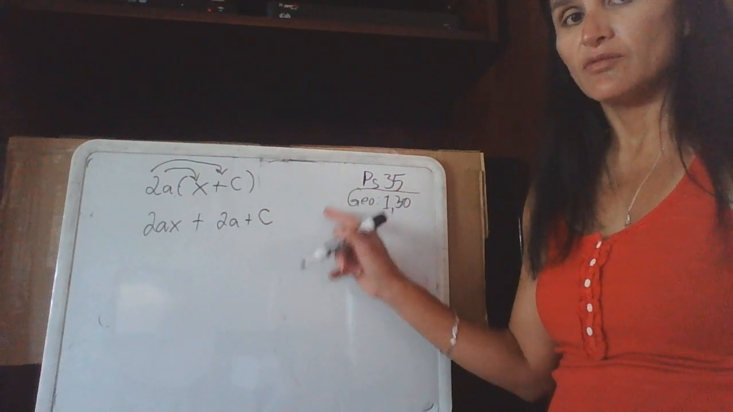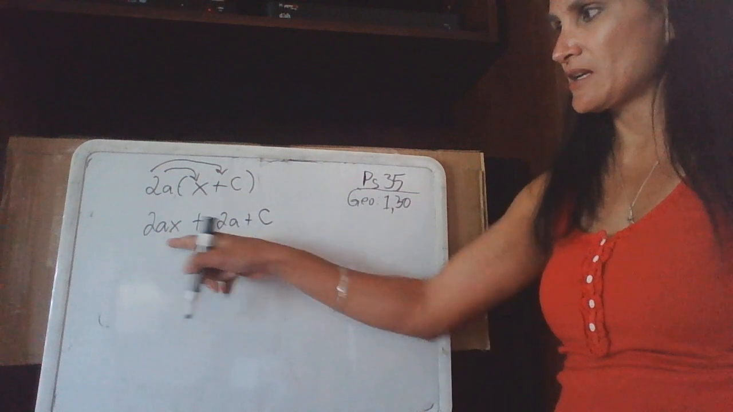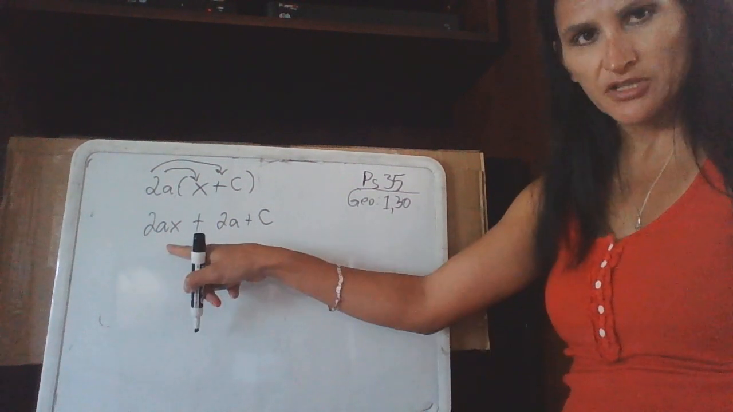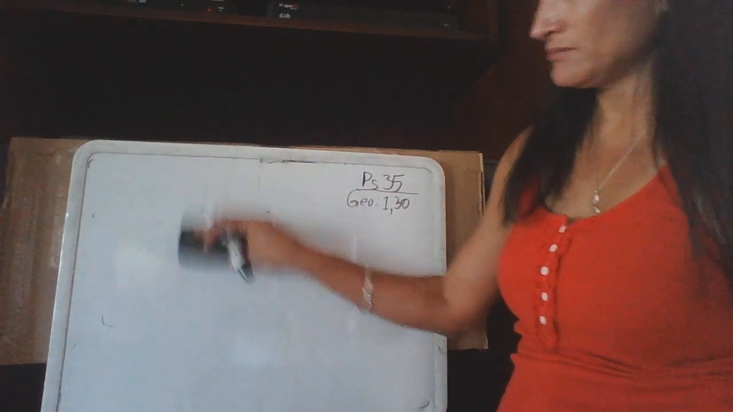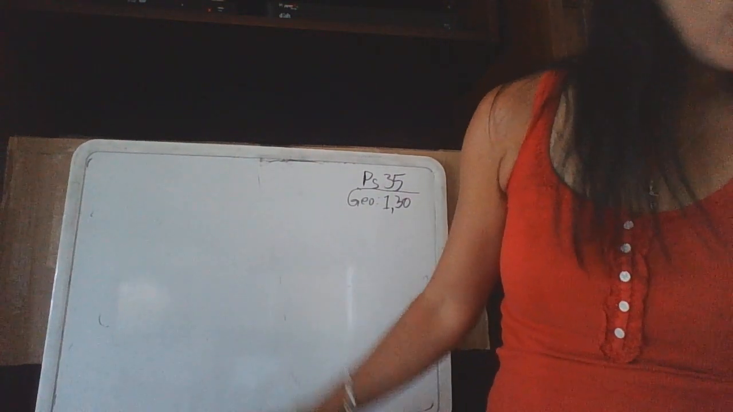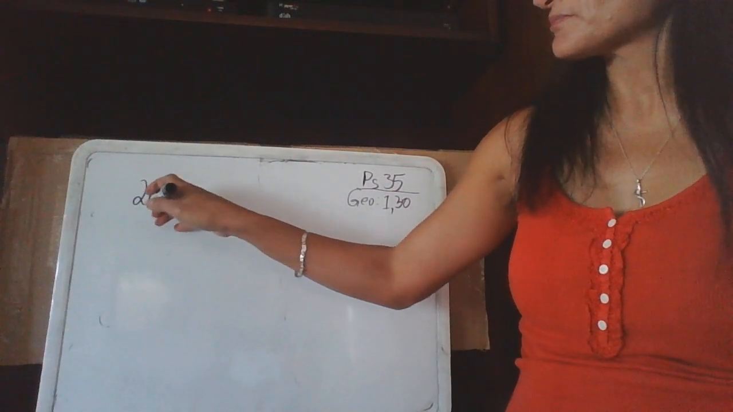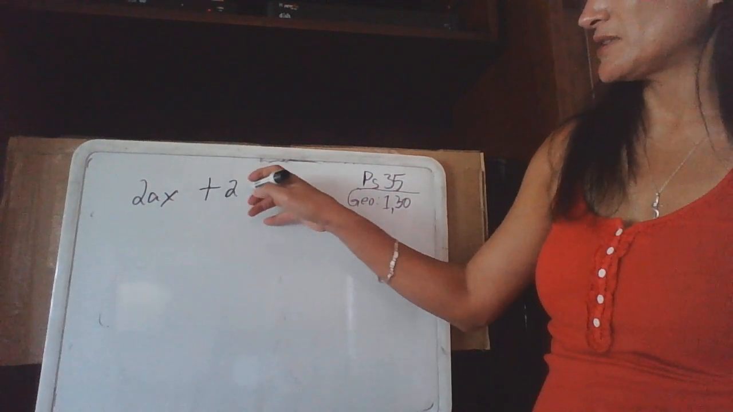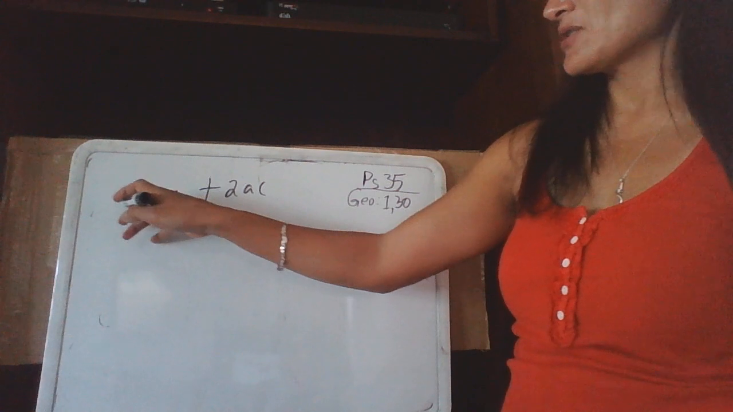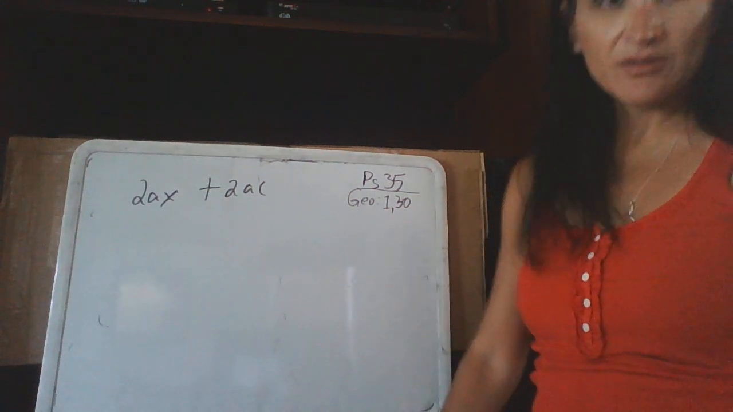So it's called factoring, okay? We're going to take an expression and we're going to factor out the GCF. So it would look something like this. Look at example number 1. You have 2ax plus 2ac, okay? And now this is where you have to be careful and read the directions.